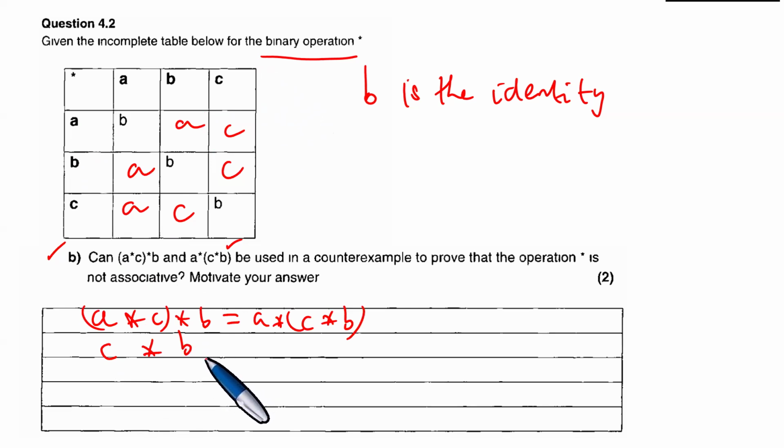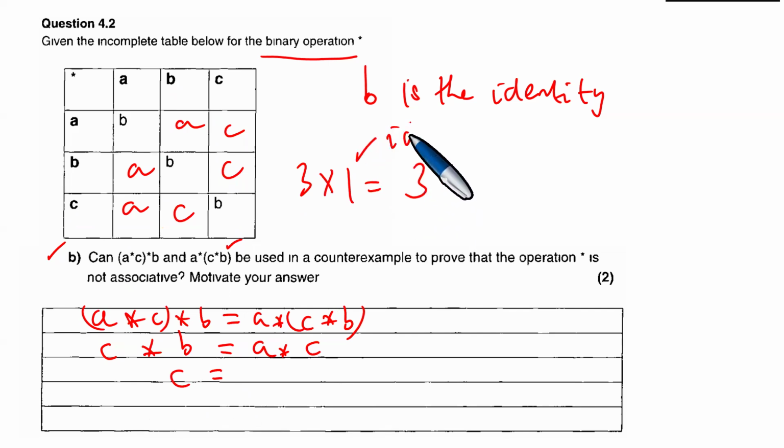Star B, okay? And this, A star C star B, would give us exactly a C. Why would this be the case? Because B is the identity in the previous question. We're told that. C star B becomes exactly what? C star B becomes C because B is the identity. Being the identity is like saying 3 times 1. It will just be 3.